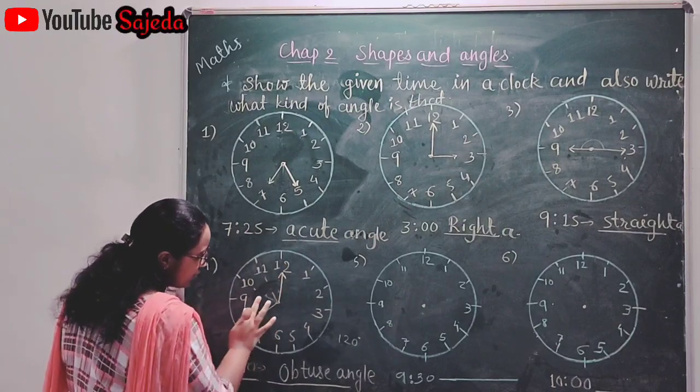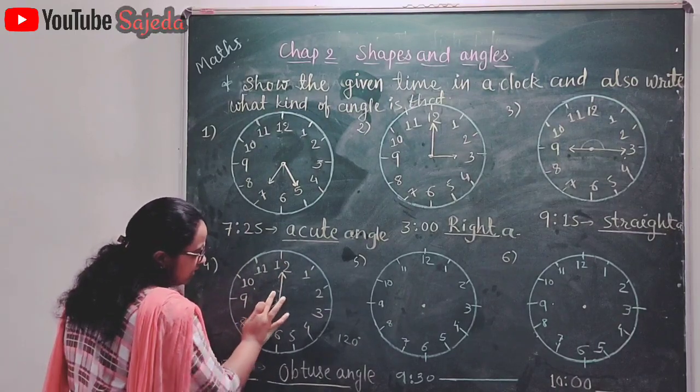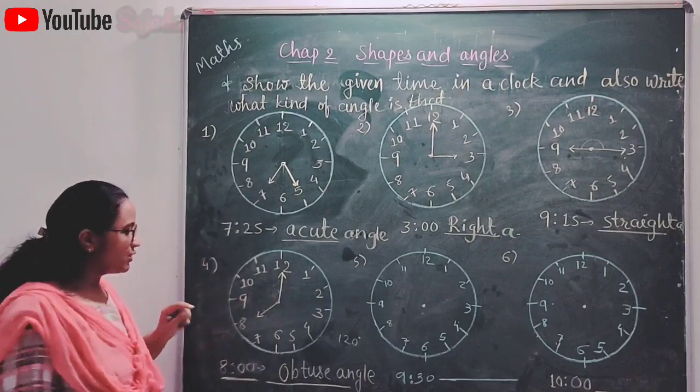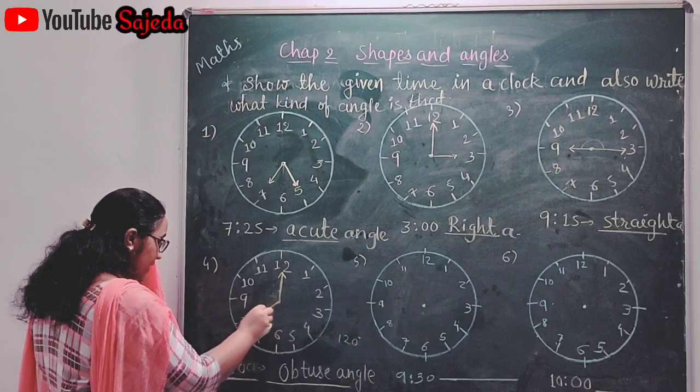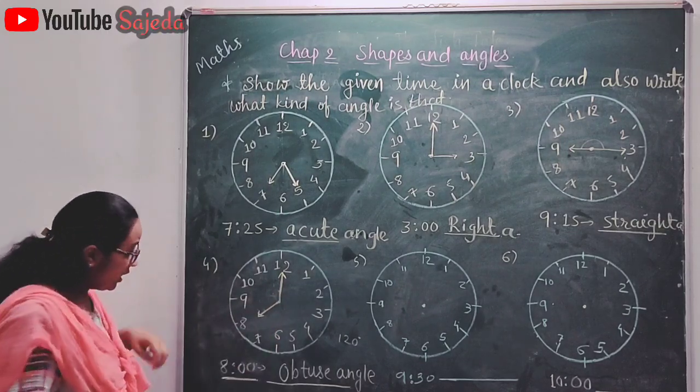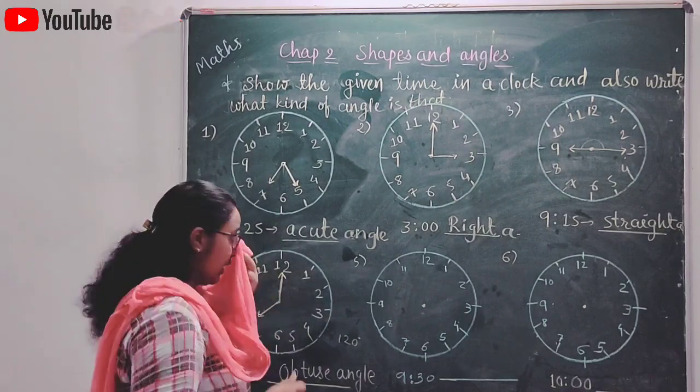If you don't want to show it, it's okay. You just understood if the angle is bigger than right angle, it forms obtuse angle.